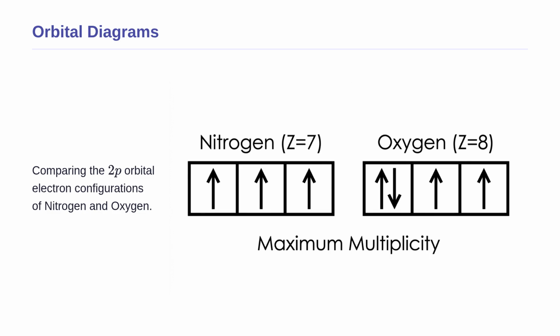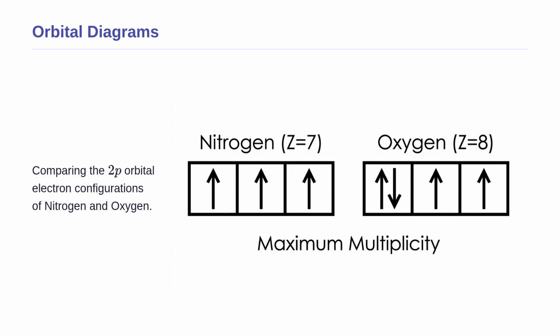On the screen, you are looking at the orbital diagrams for both nitrogen and oxygen. On the left, the nitrogen diagram shows 3 square boxes representing the 2p orbitals. Notice how each box has exactly 1 upward pointing arrow. This perfectly illustrates the electrons occupying empty orbitals singly with parallel spins to maximize stability.